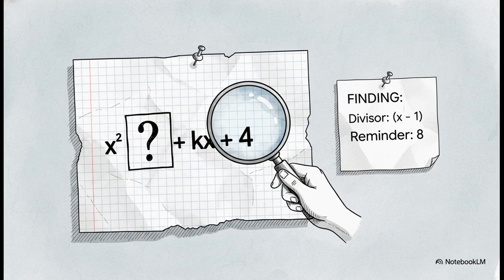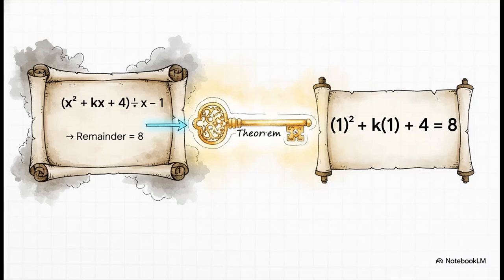All right, let's try a puzzle. This one requires you to think backwards a little bit. We've got a polynomial here, but one of the coefficients is missing. It's k. But we're told that when you divide it by x minus 1, the remainder is 8. So, how on earth do we find k? Well, we use our secret weapon, the remainder theorem.